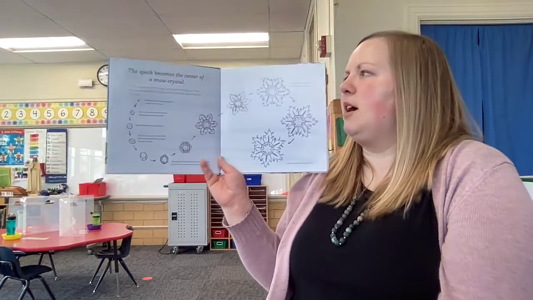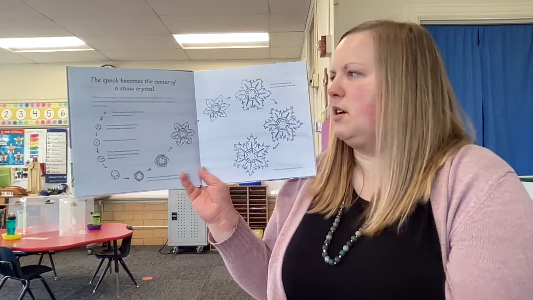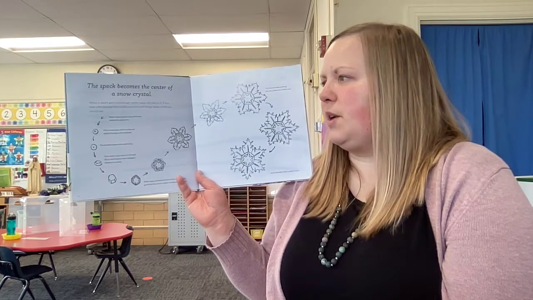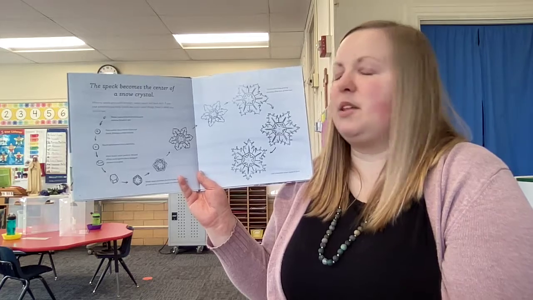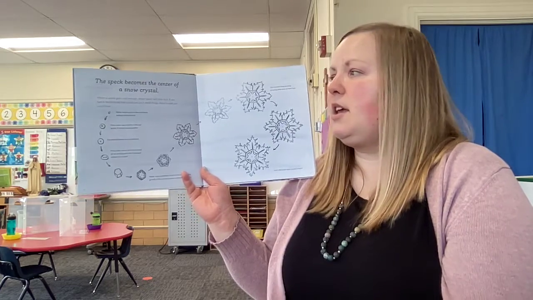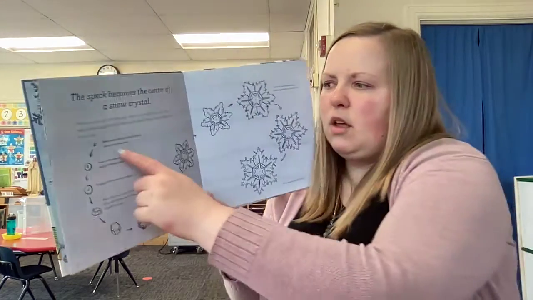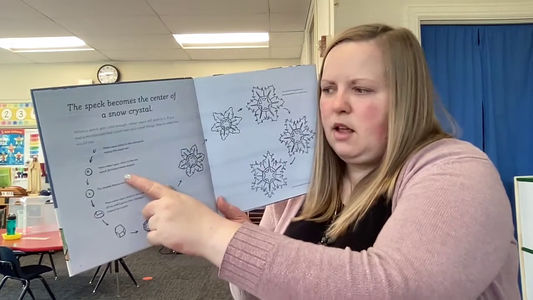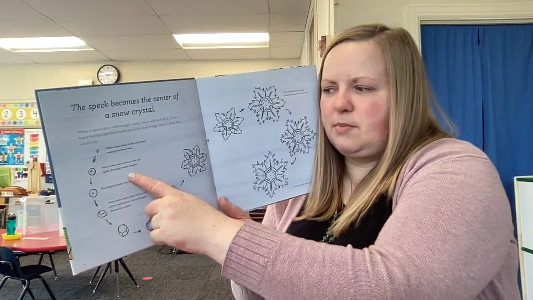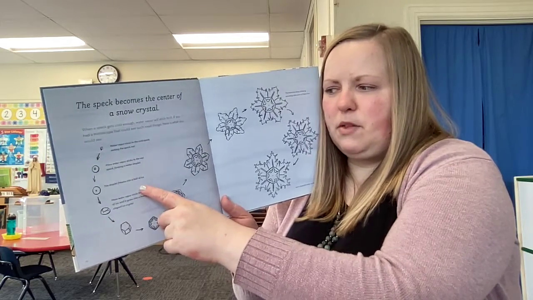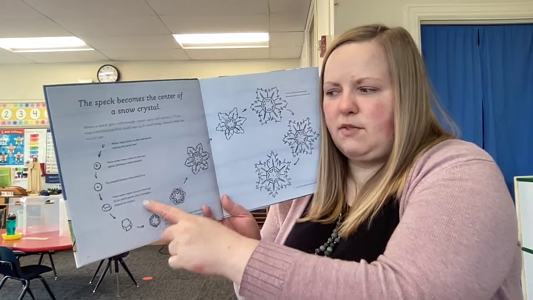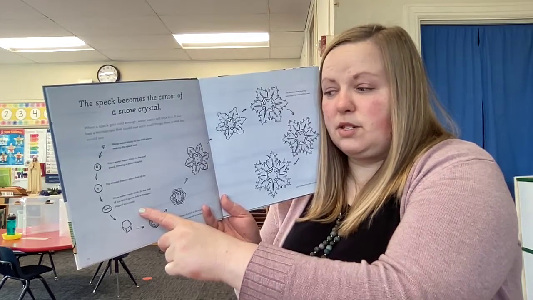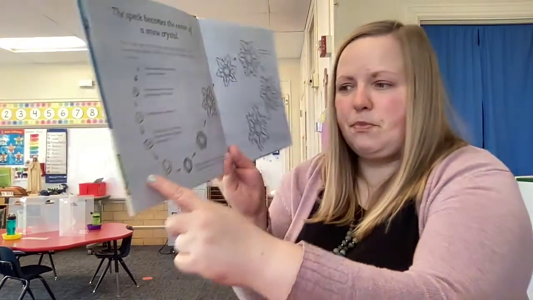The speck becomes the center of a snow crystal. When a speck gets cold enough, water vapor will stick to it. If you had a microscope that could see small things, here's what you would see. Water vapor sticks to cloud specks, making the speck wet. More water vapor sticks to the wet speck, forming a water droplet. The droplet freezes into a ball of ice. More water vapor sticks to the ball of ice and it grows into a hexagon shape.